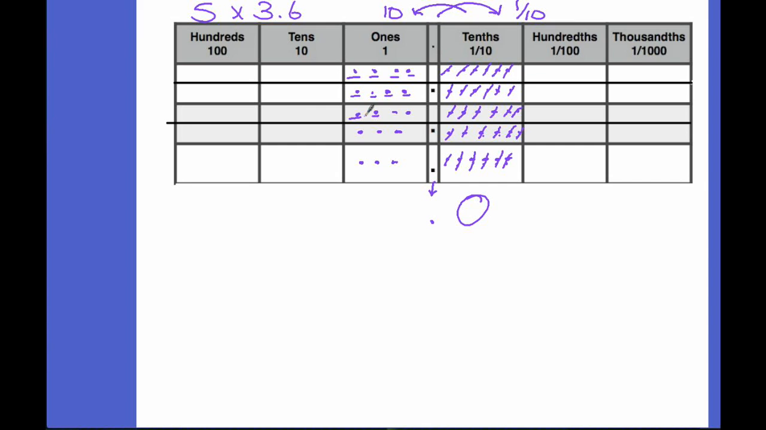Can I move it over? Yep, I have enough to move over. 1, 2, 3, 4, 5, 6, 7, 8. Do I have enough to move over? How many did I just say I had? 8. So now what do I do with the one in the tens?